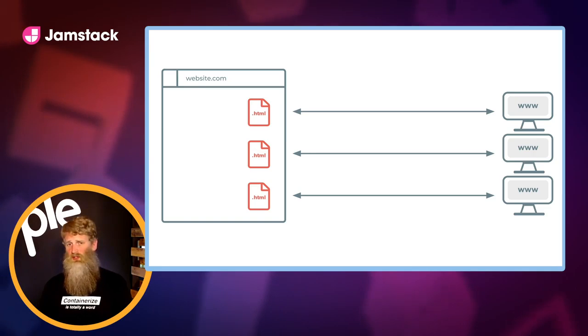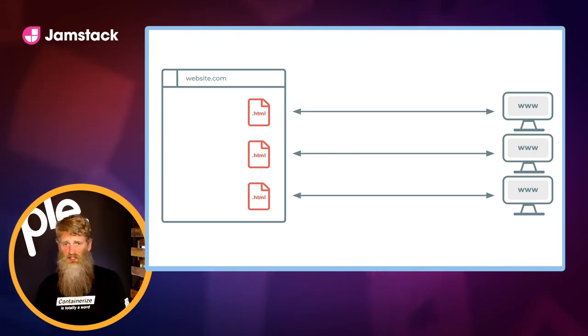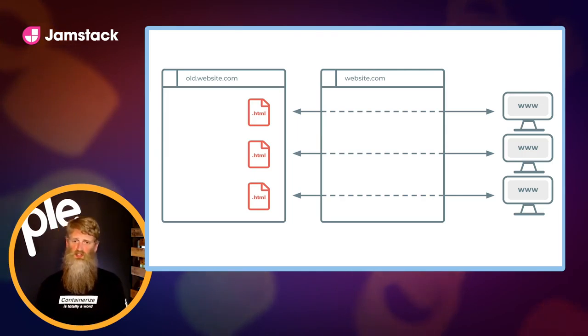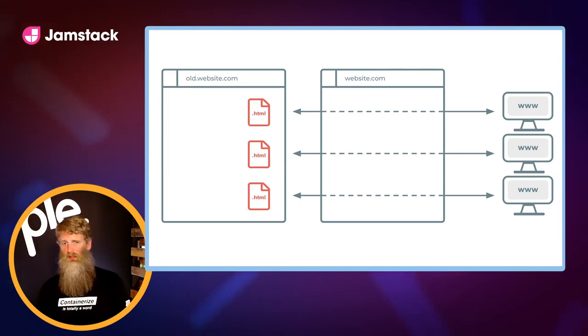Now the first step towards gradual migration is to stand up a new site and stick it in between the end user and the old site. You can see our traffic patterns haven't changed here. They're now just being routed through this new system before they get passed off to the old site.